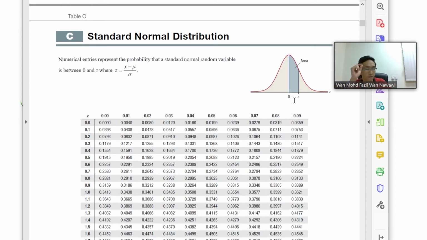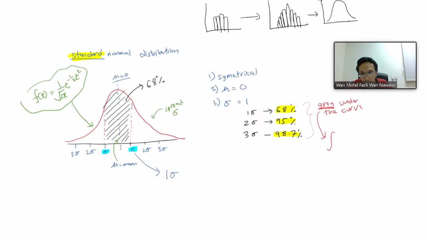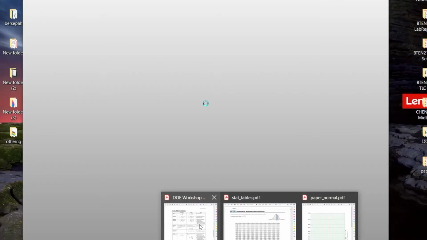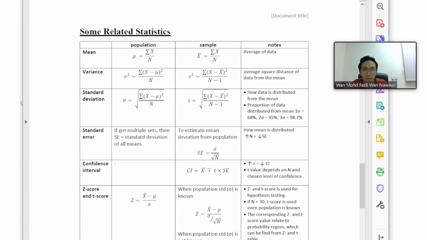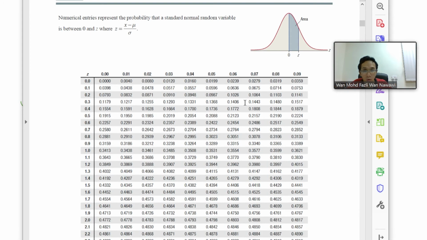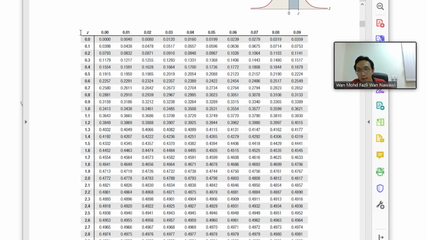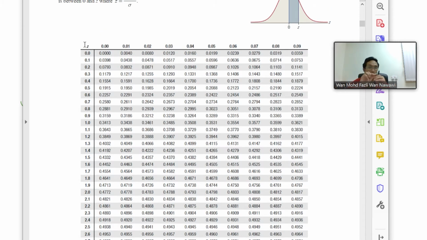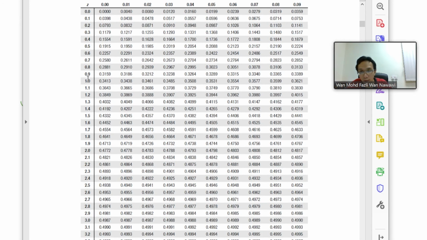We said before that we look from 0 to 1 standard deviation. What is the area for that? From the table, it's very easy. You go to the standard table. From the table here, you can see they have the Z score. Z is the horizontal, because our Z is our sigma. So we want Z equal to 1.